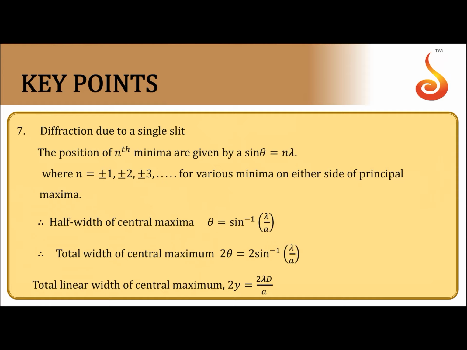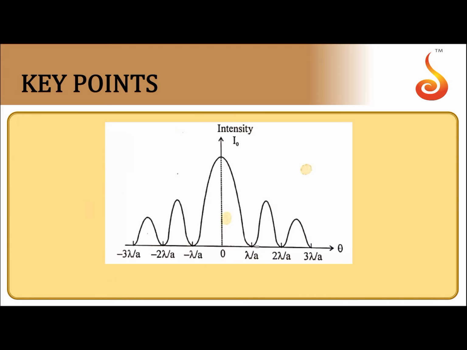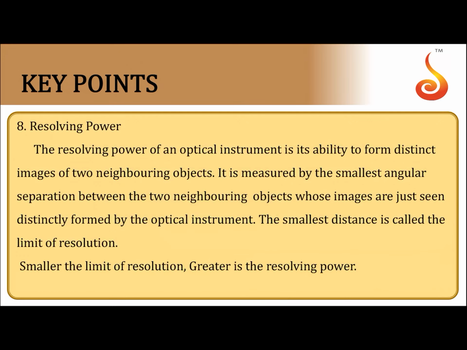And diffraction due to a single slit: the position of the nth minima, this is the condition, where a is the width of the slit, and half width is given by this, and this is the total linear width of the central maxima. And this is the intensity distribution in case of diffraction of light. You can see that the central maxima is the widest.